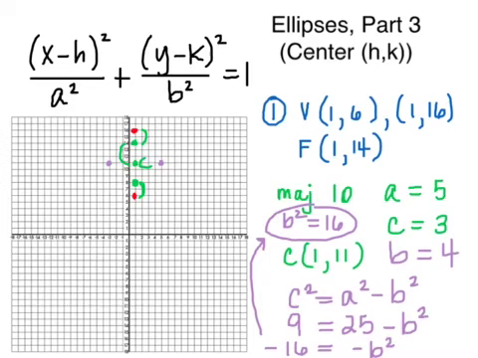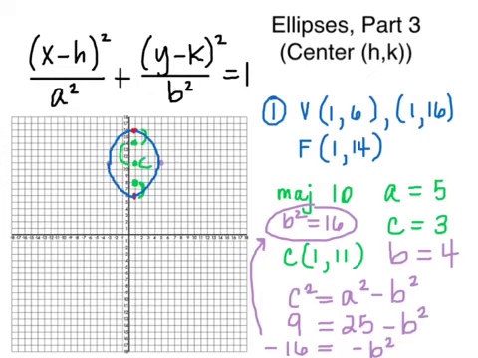Now we can draw our ellipse. We draw it through our vertices and our co-vertices. This particular ellipse is taller than it is wide because our A value is 5 and our B value is 4. And so that means since it's a vertical ellipse, that the A needs to be in the vertical direction, which is the y-axis direction.